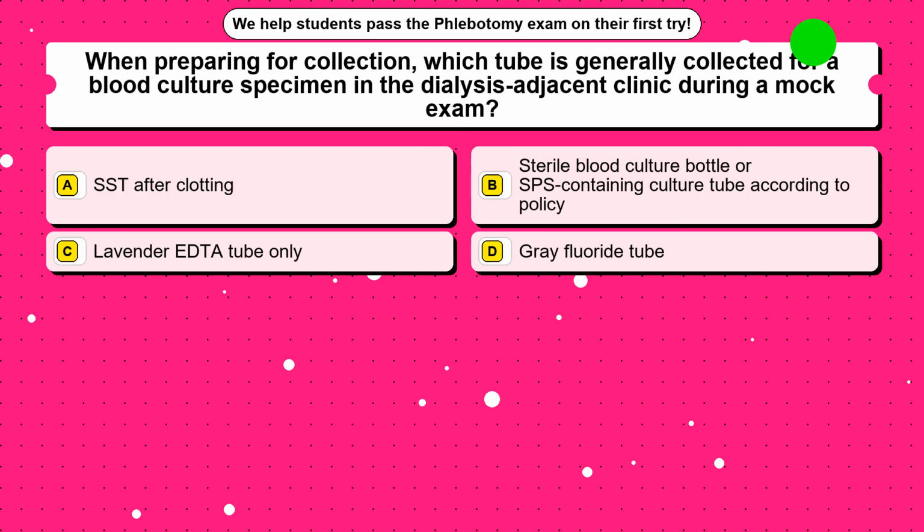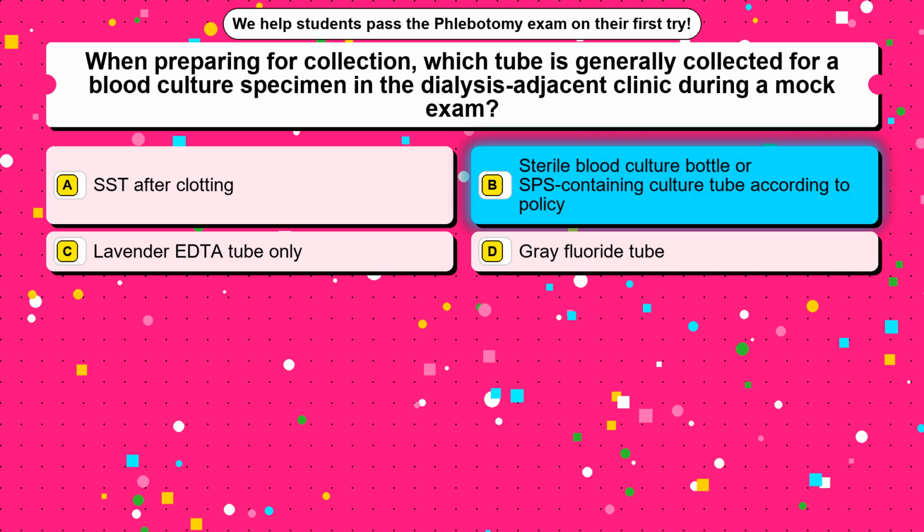Question 57. When preparing for collection, which tube is generally collected for a blood culture specimen in the dialysis adjacent clinic during a mock exam? Option A, SST after clotting. Option B, sterile blood culture bottle or SPS containing culture tube according to policy. Option C, lavender EDTA tube only. Option D, gray fluoride tube.